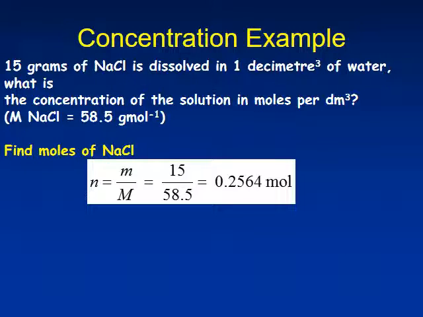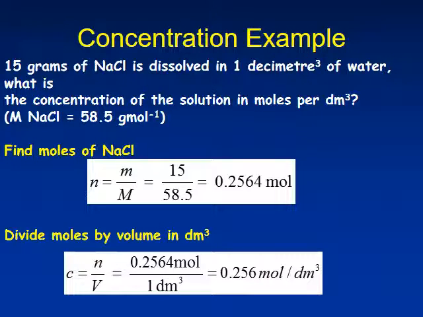Number of moles equals mass over molar mass, so plugging in the numbers, it'll be 15 divided by 58.5, so it'll be 0.2564 moles of sodium chloride. Then you divide the number of moles by the volume in decimeter cubed, which luckily happens to be 1. So the concentration will be 0.256 moles per decimeter cubed. So far so good.